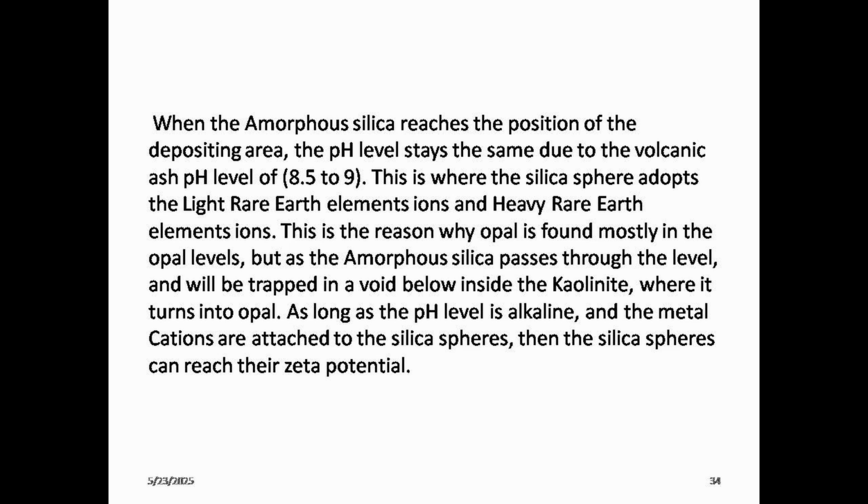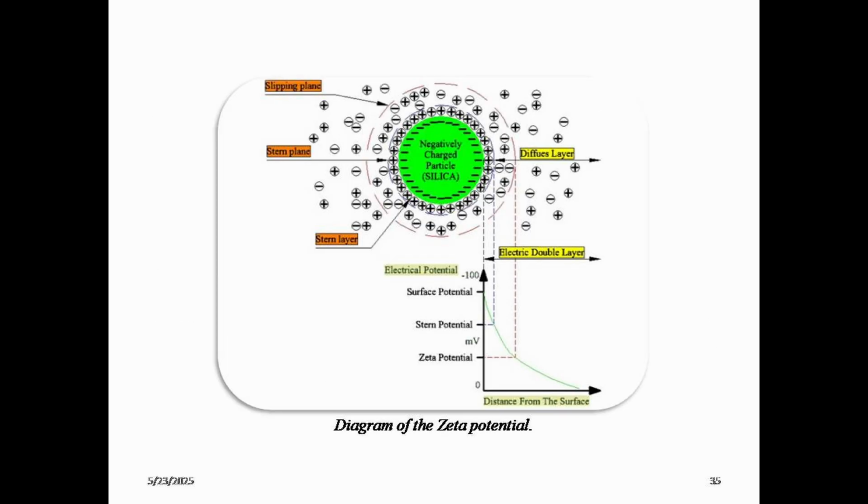This is the reason why opal is found mostly in the opal levels, but as the amorphous silica passes through the level, it will be trapped in a void below inside the kaolinite, where it turns into opal. As long as the pH level is alkaline and the metal cations are attached to the silica spheres, the silica spheres can reach their zeta potential. Diagram of the zeta potential.